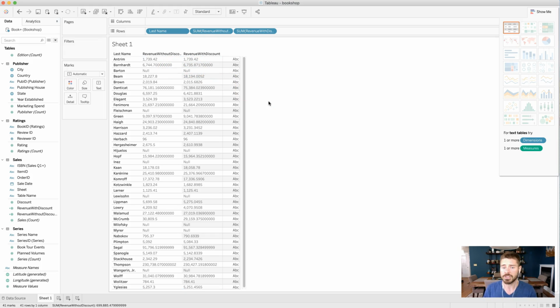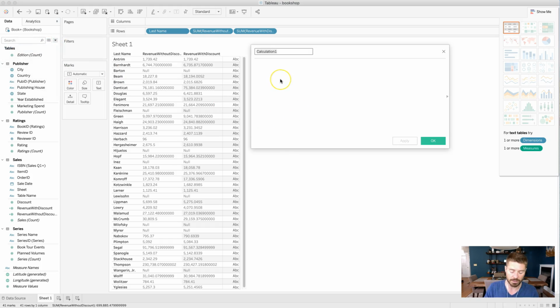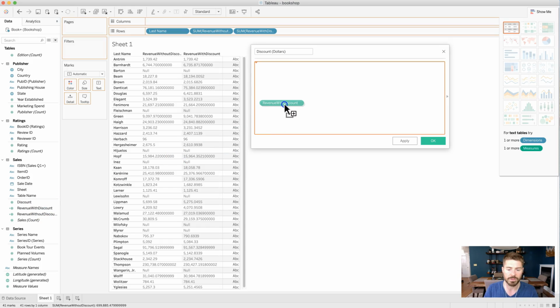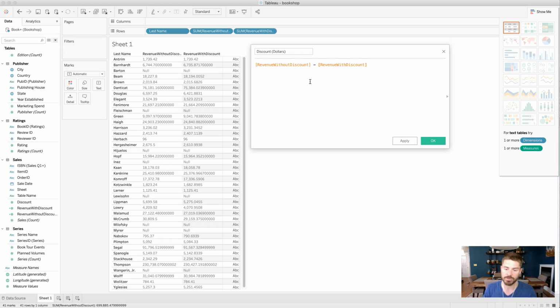So let's do a little bit more, because we can actually go farther than this. Let's make another calculated field, and we'll call this discount measured in dollars. Let's do revenue without discount minus revenue with discount. So this is really how much we knocked off the price, but not in terms of percent now. It's actually in terms of dollars.